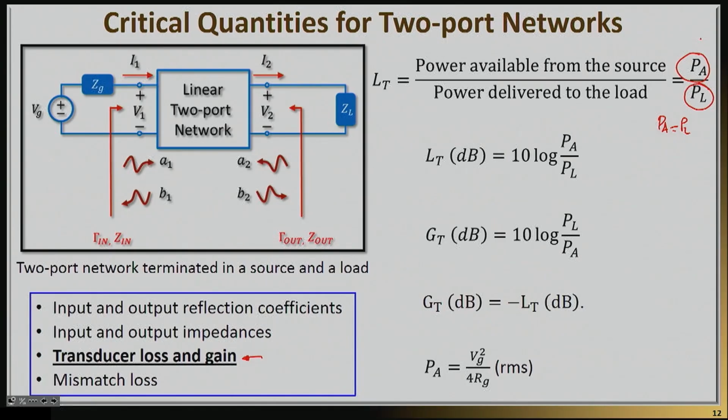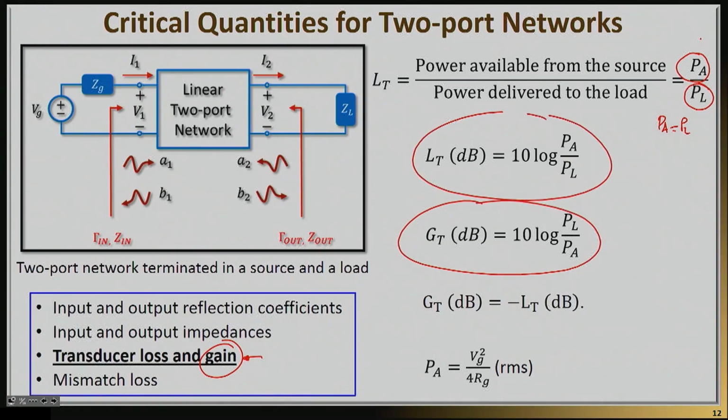But if this thing is an amplifier, then clearly the power that goes to the load should be much higher than the power coming from the source. And so in that case, it makes sense not to talk about transducer loss, but rather talk about transducer gain, which is exactly the opposite. So as you will see here, GT, the transducer gain, is PL over PA, while transducer loss is PA over PL. And of course, basically one is the negative of the other in dB.